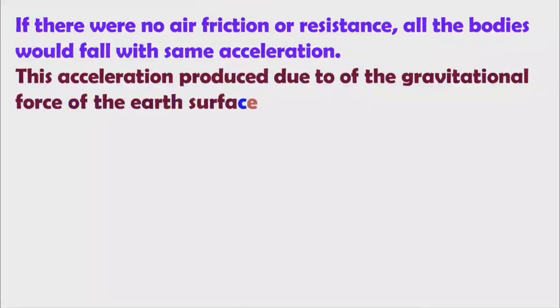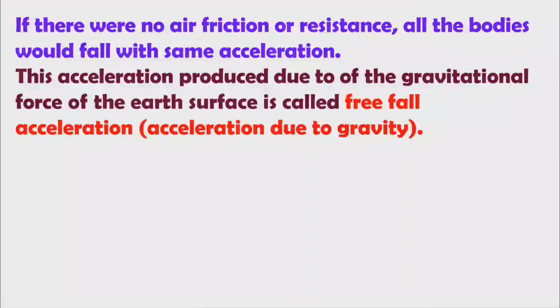The acceleration produced due to the gravitational force of the earth is called free fall acceleration. Already you know, the earth has a gravitational force of attraction towards all bodies. Due to that force of attraction, there is a production of acceleration. This acceleration is called free fall acceleration, also called acceleration due to gravity.